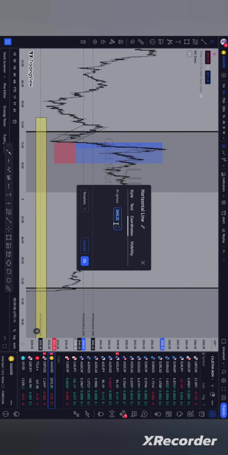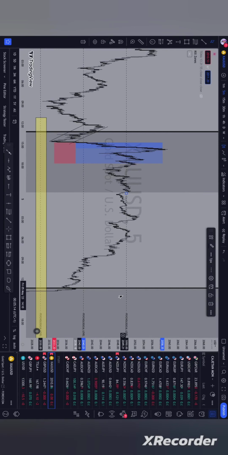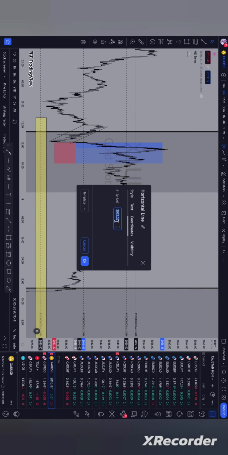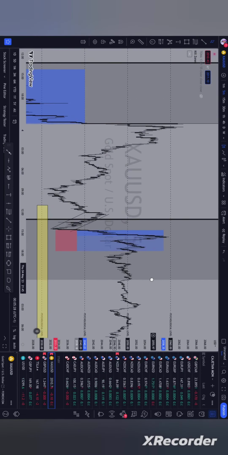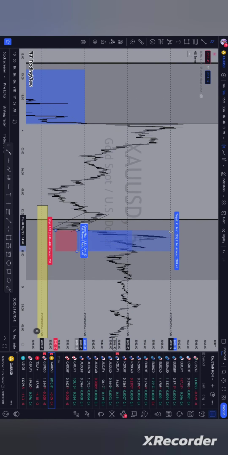Edit. Oh, that's 2050. Make the next one at 2060. So this is 2050. Let's make another one at 2060. I'll clone this one again. Edit it to 2060. And here we go, 2060. You see price actually went towards the 2060, which is the psychological level up here.